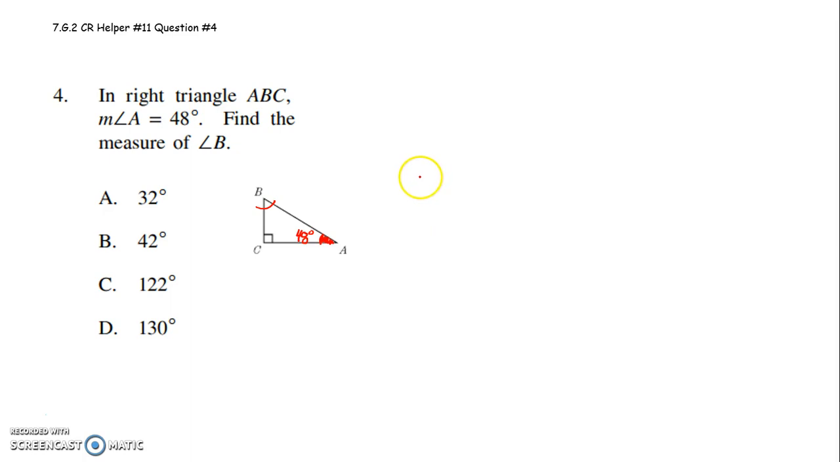All right. So you have got to know what the 3 angles of a triangle add up to. The 3 angles of a triangle add up to 180 degrees, okay?